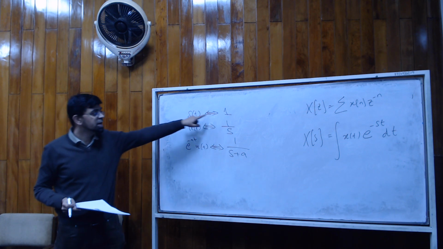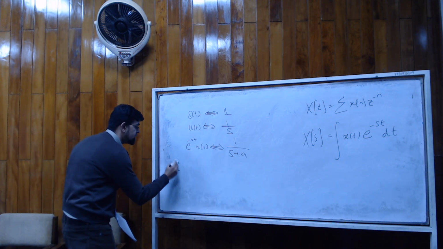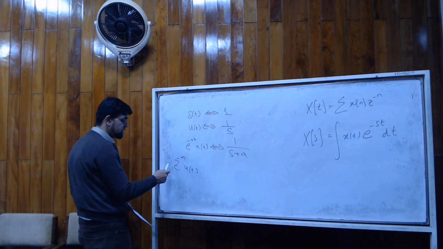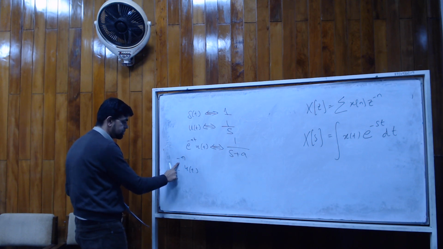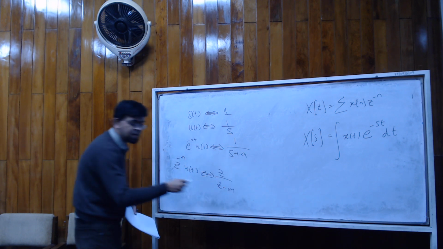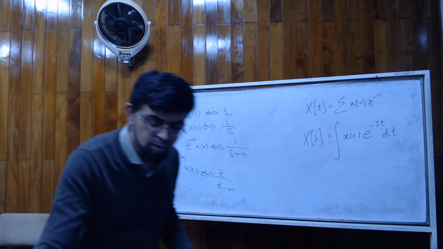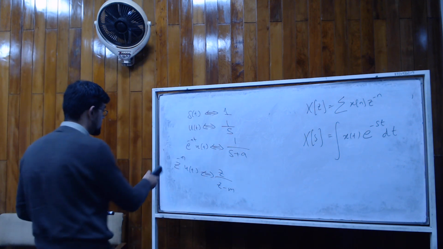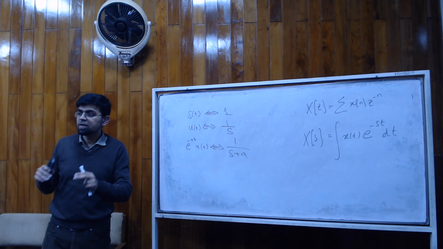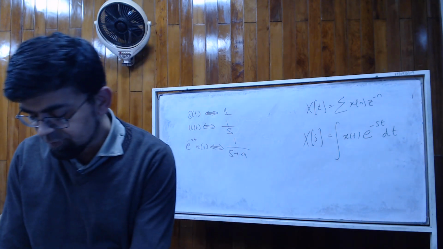If you remember, delta n had 1, u[n] had z over z minus 1, and a to the n times u[n], what was that? Was it this or gamma minus m? I think it was z over z minus a, something like that, if you remember. Maybe it was slightly different, but although the form may look a bit different, the methods are the same and the concepts are very similar. Now, what do we have left?